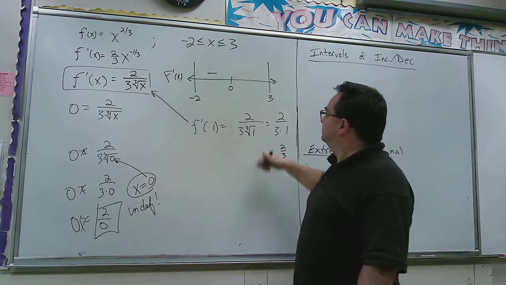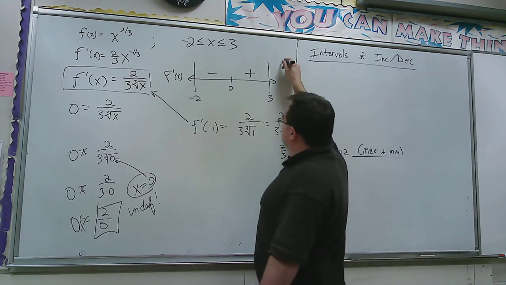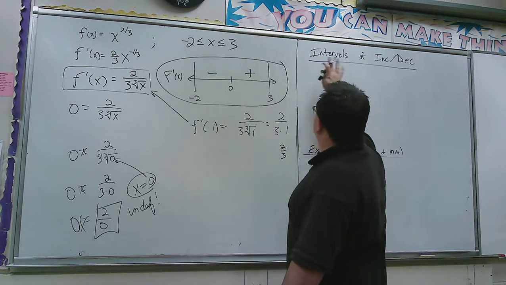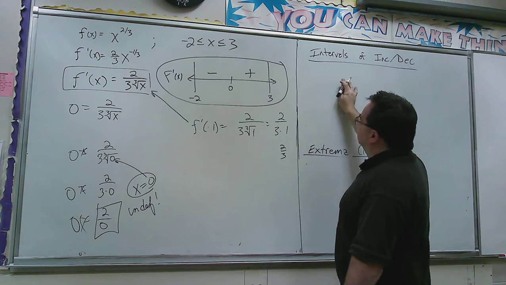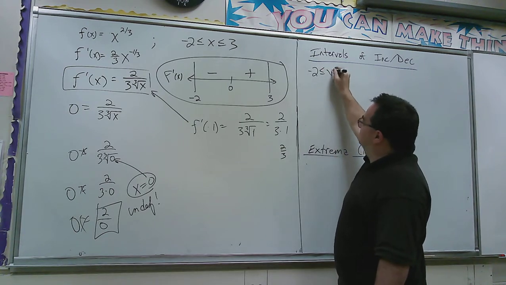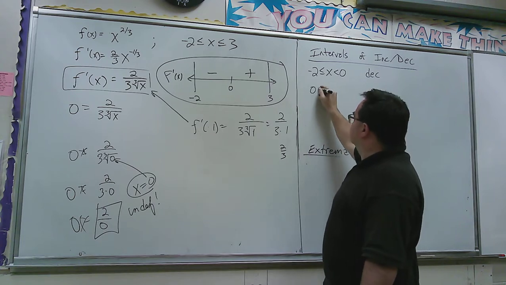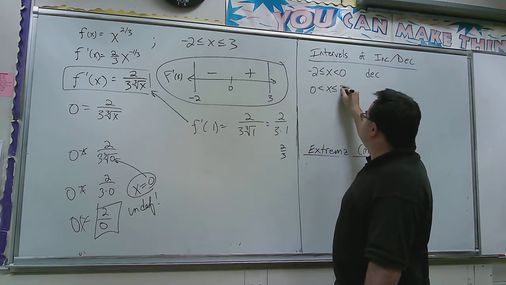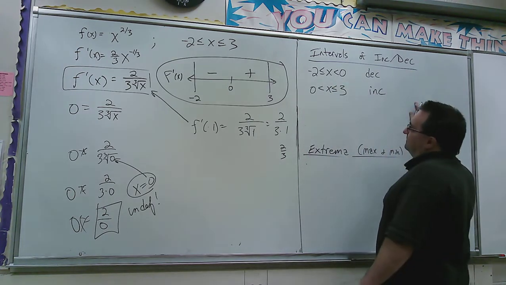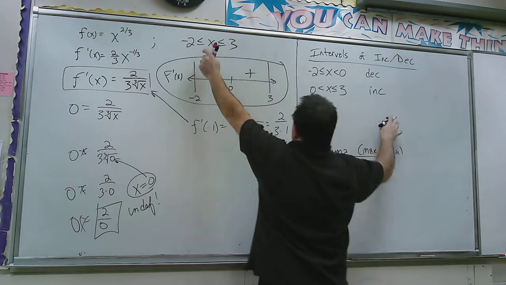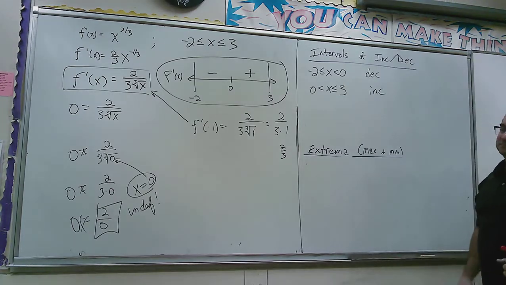That is positive. So I'm going to want to see your number line. From your number line, I can put in my intervals of increase and decrease. From -2 to 0, it is decreasing. And from 0 to 3, it is increasing. And these get the number lines because that was what was given in the domain restriction.